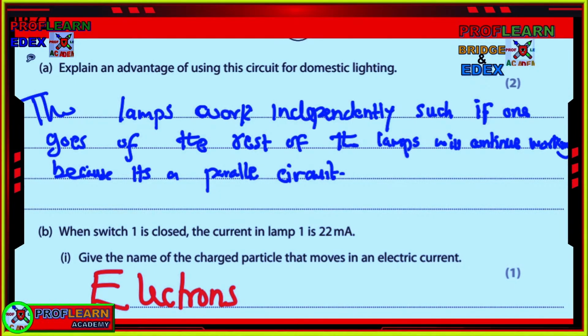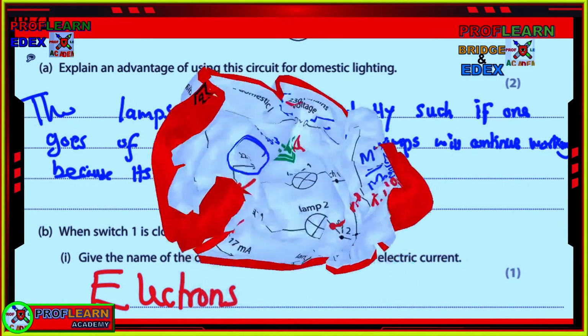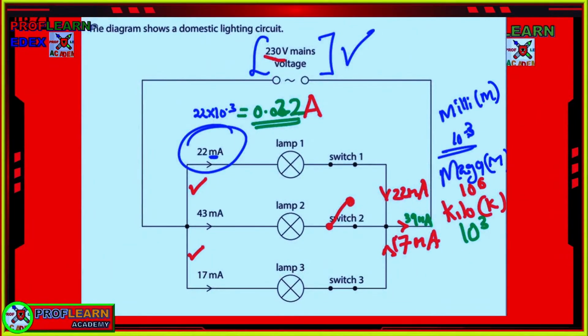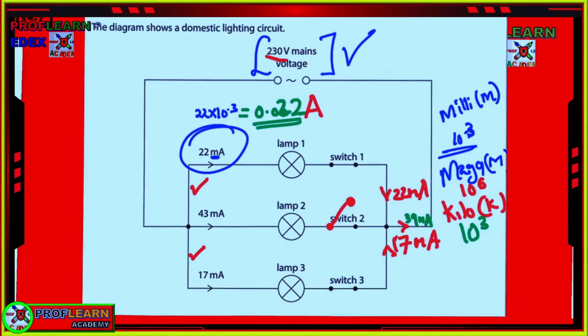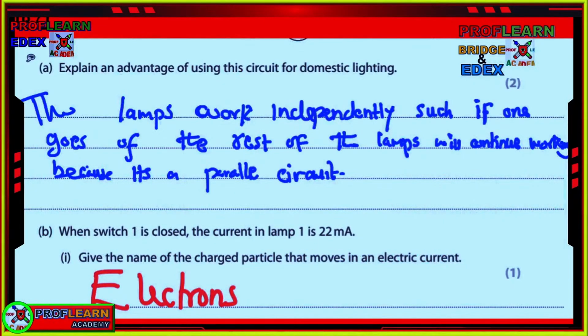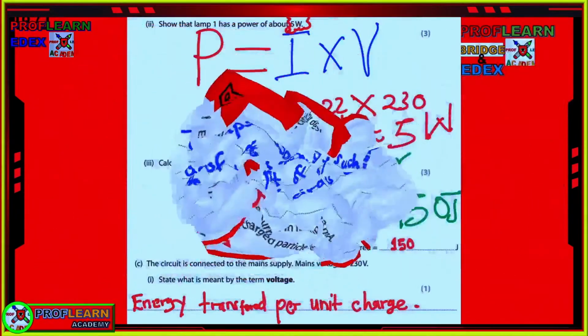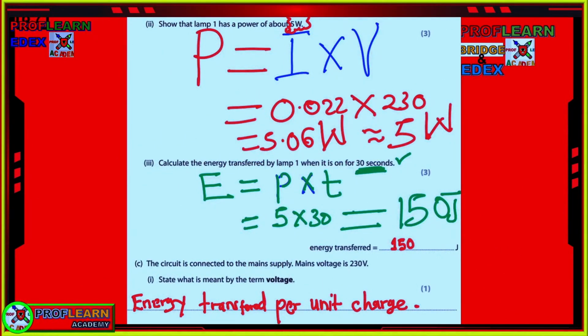Give the name of the charged particles that move in the electric current. That is electrons that flow. So when electrons flow, when charge flows, that is the flow of current. We need to also look at what power is. We are told to show that lamp one has a power of 5 watts.